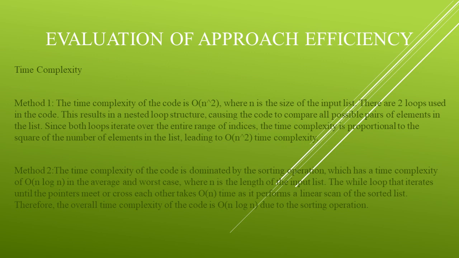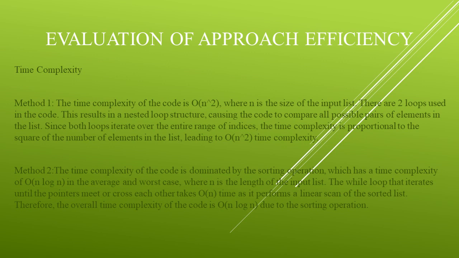Evaluation of approach efficiency. Time complexity. Method 1. The time complexity of the code is n squared, where n is the size of the input list. There are two loops used in the code. This results in a nested loop structure, causing the code to compare all possible pairs of elements in the list. Since both loops iterate over the entire range of indices, the time complexity is proportional to the square of the number of elements in the list, leading to n squared time complexity.